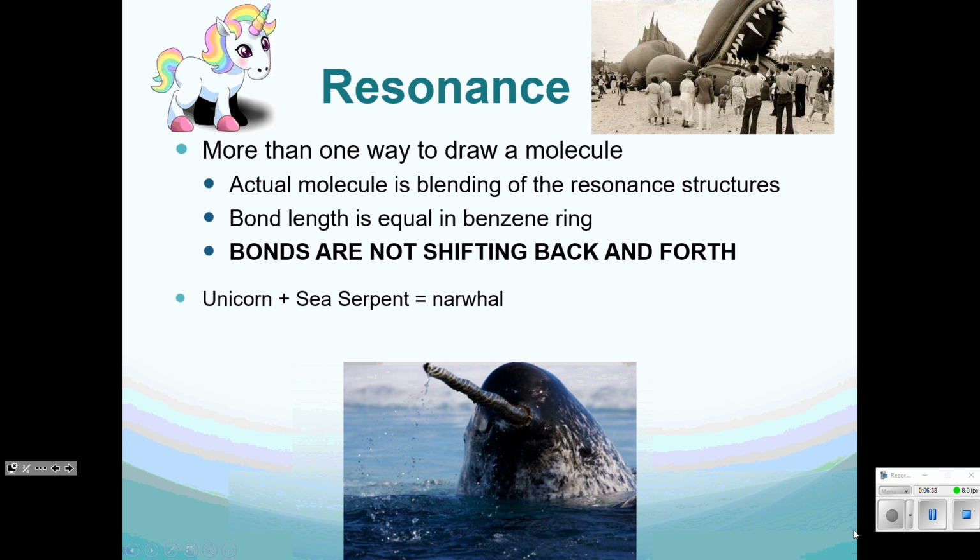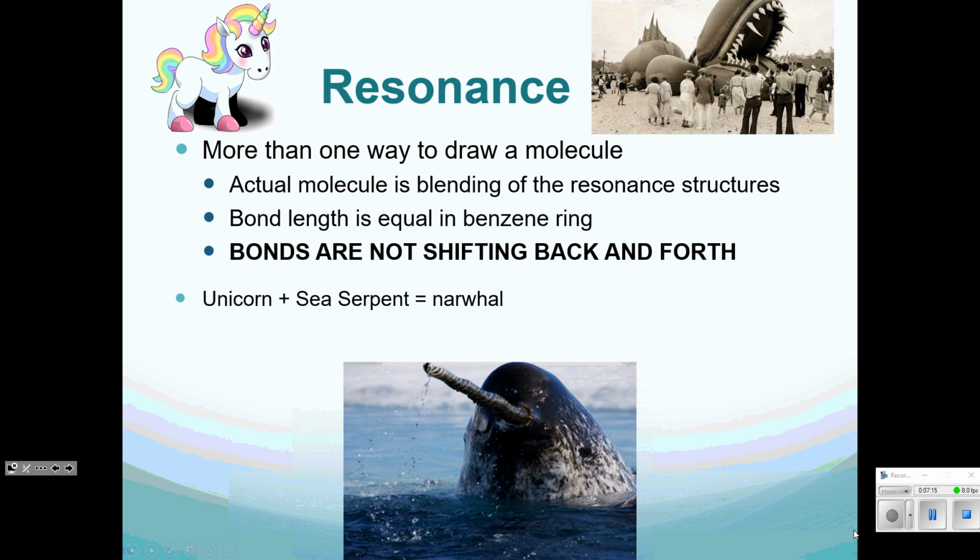Which leads me to my analogy here, where, Tyler, I apologize if you didn't know this, unicorns are not real. You're kidding. I know. It's a tough day now in AP Chem. Sea serpents, like the Loch Ness Monster, not real. But if you take the two, this big sea creature and this horse with a horn, and you blend the two together, you make a narwhal. A narwhal is real. It's this thing that lives in the sea that has a huge horn on it.